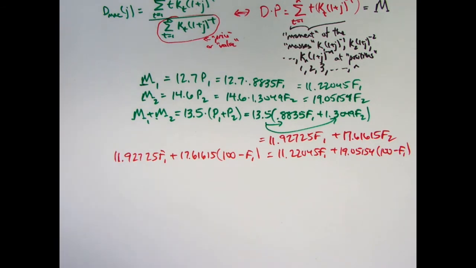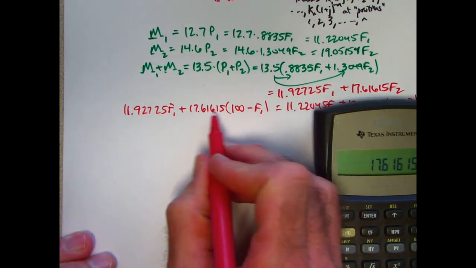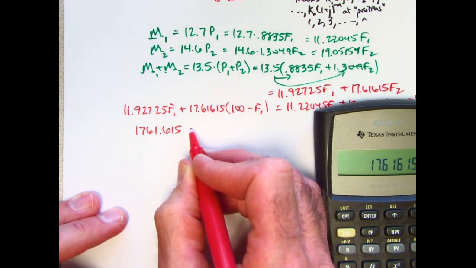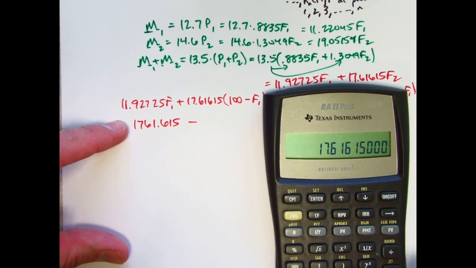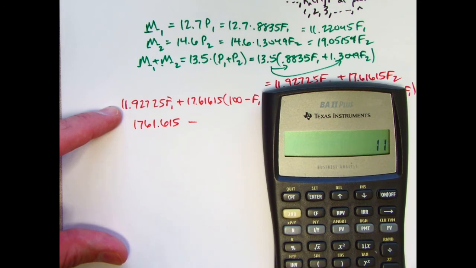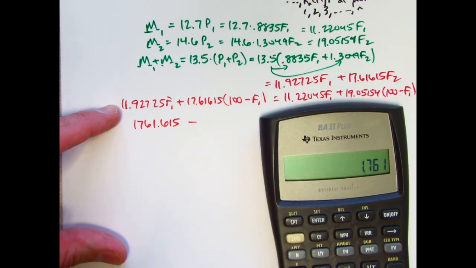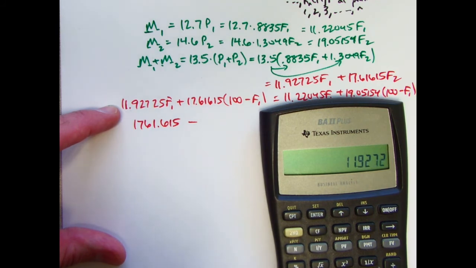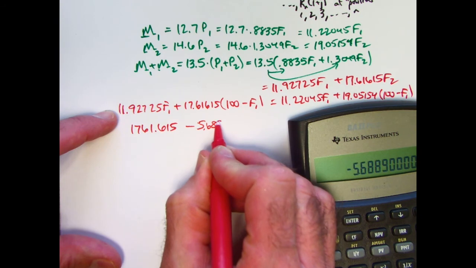And now it's just a matter of simplifying this crazy thing and solving for F1. More calculator work. So let's see, the constant term over here would be 17.61615 times 100. That'll give us 1,761.615. And then the term involving F1 will have this coefficient minus that coefficient because of the minus sign there. So 11.92725 minus 17.61615, sorry, let me try again, gives minus 5.6889 F1.